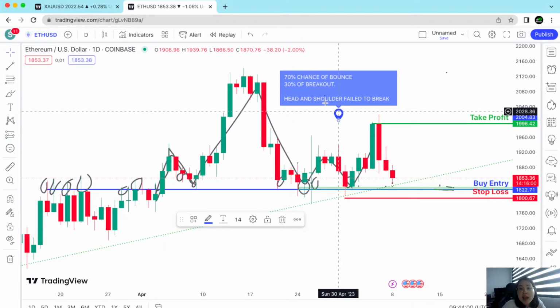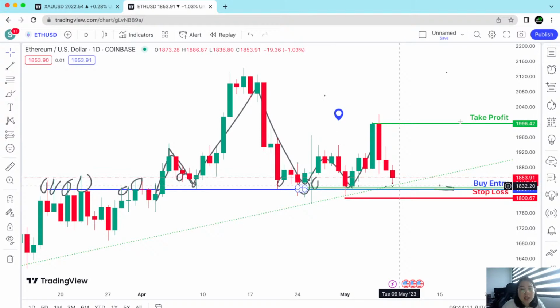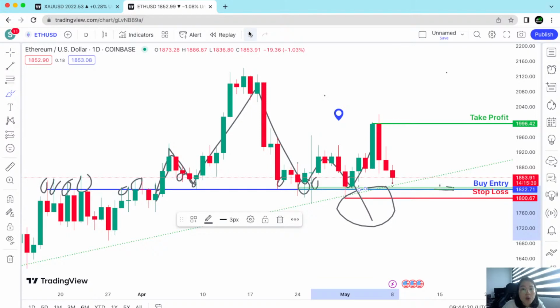I think price is going to bounce here and then go up. Why? Because if it wanted to break, honestly, it would have broken here where the head and shoulder is. But because it failed to break, it's giving me more confidence that price is going to go up. So that's one thing.